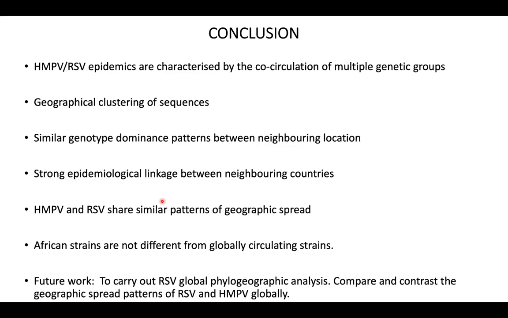Our future work will focus on RSV global phylogeography, and then compare the patterns with HMPV on the global scale. Our recommendation from our analysis is that vaccine use in Africa may require multi-strain design.